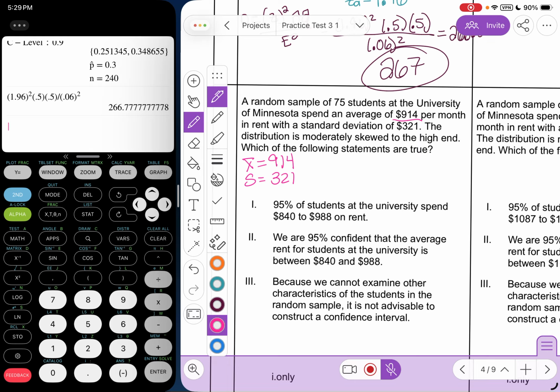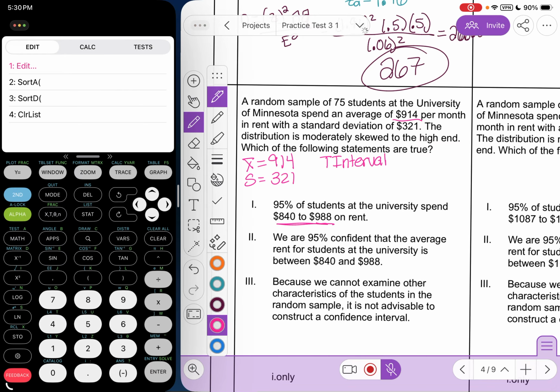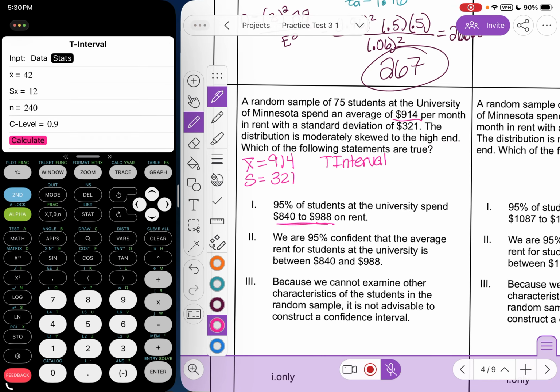So we know we're a little bit skewed to the high end. So that tells us we probably have to use T instead of Z. We also don't know a population deviation. So let's do a T interval just to get numbers. The reason I know that is because I know the question. But if we keep reading, 95% of students at the university spend $840 to $988. So when we read that, it's giving us an interval. So I know we're going to have to make an interval. So let's do a T interval to see what we get for numbers.